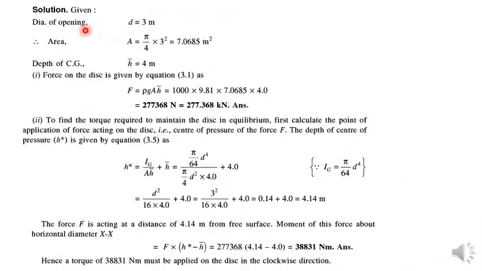Now, the geometric properties. First of all, the diameter is given as 3 meters, and with the diameter given, you can calculate the area of the circular opening very easily by pi by 4 d square. It will be 7.0685 meters square. Depth of the center of gravity h bar is equal to 4 meters. Force on the disc is given by the equation we already know, rho g a h bar, and inputting all the values, you get your answer as 277.368 kilonewtons or 277368 newtons.